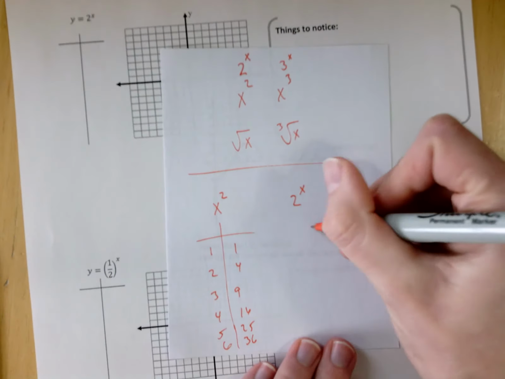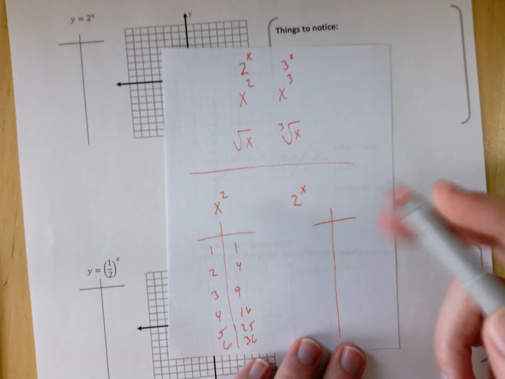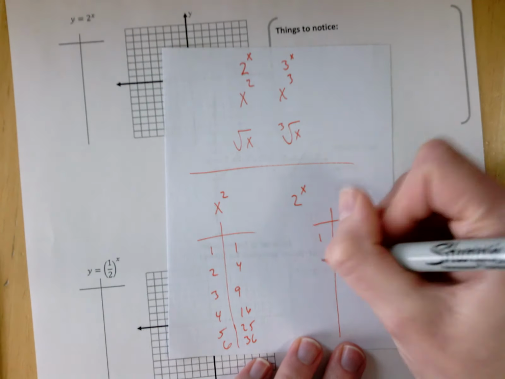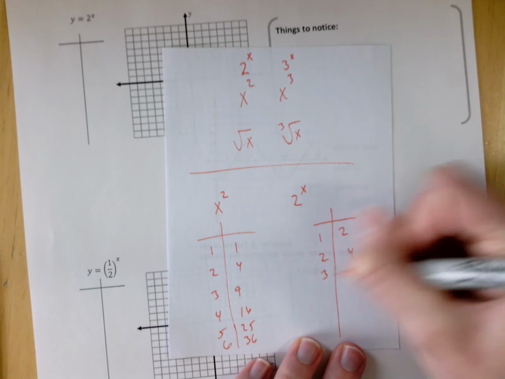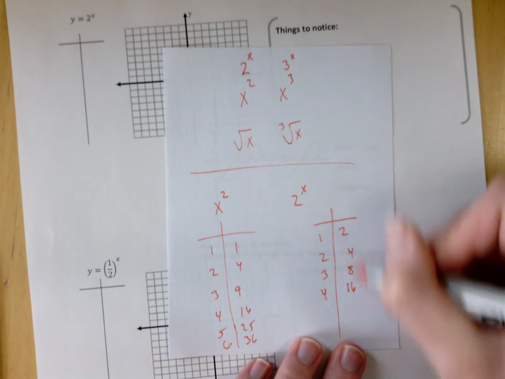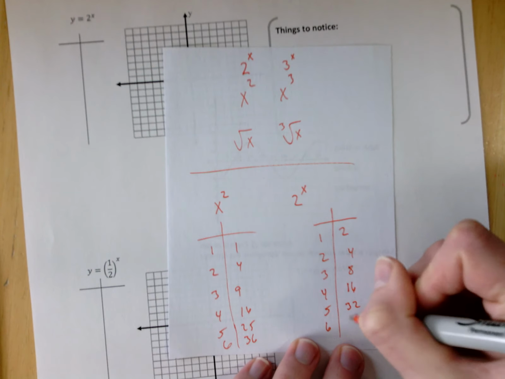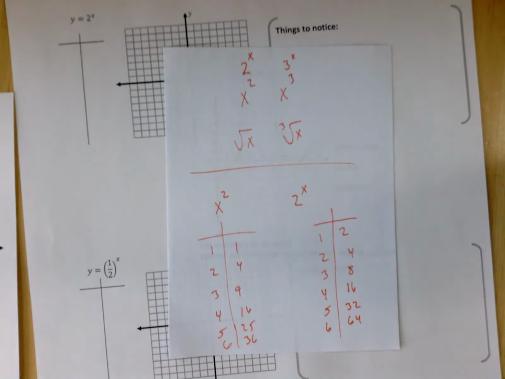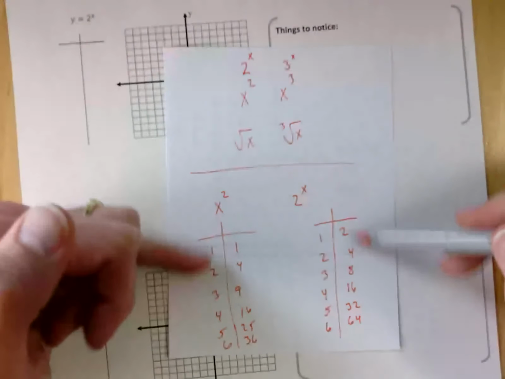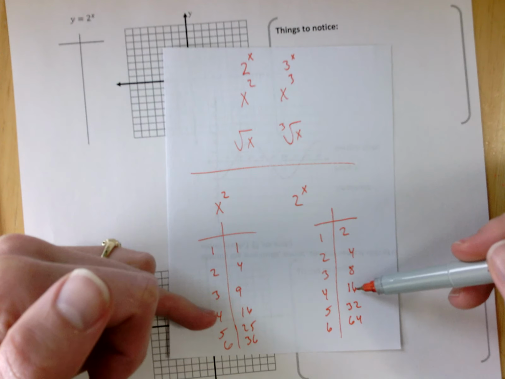So what we're doing here is, instead of squaring numbers, we're doing powers of 2, right? So when x is 1, 2 to the first power is 2. 2 to the second power is 4. Similar. There's not really a ton of difference at the beginning. At 4, we're in the same spot.